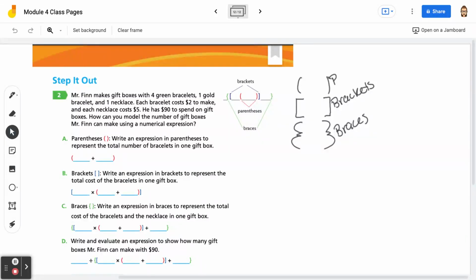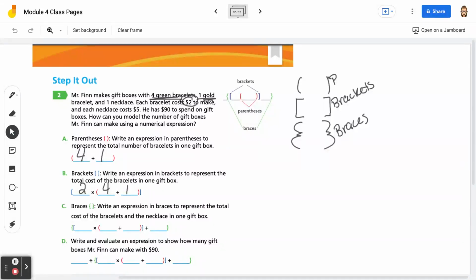So Mr. Finn makes gift boxes with 4 green bracelets, 1 gold bracelet, and 1 necklace. So we're going to have 4 plus 1. Then it says, write an expression in brackets to represent the total cost of bracelets in one gift box. Well, each bracelet costs $2. So we're still starting with the 4 plus 1. Then we're going to add on the 2 because we want to multiply both of those by 2. So the innermost of the parentheses is what we did first, and then what we would do second.